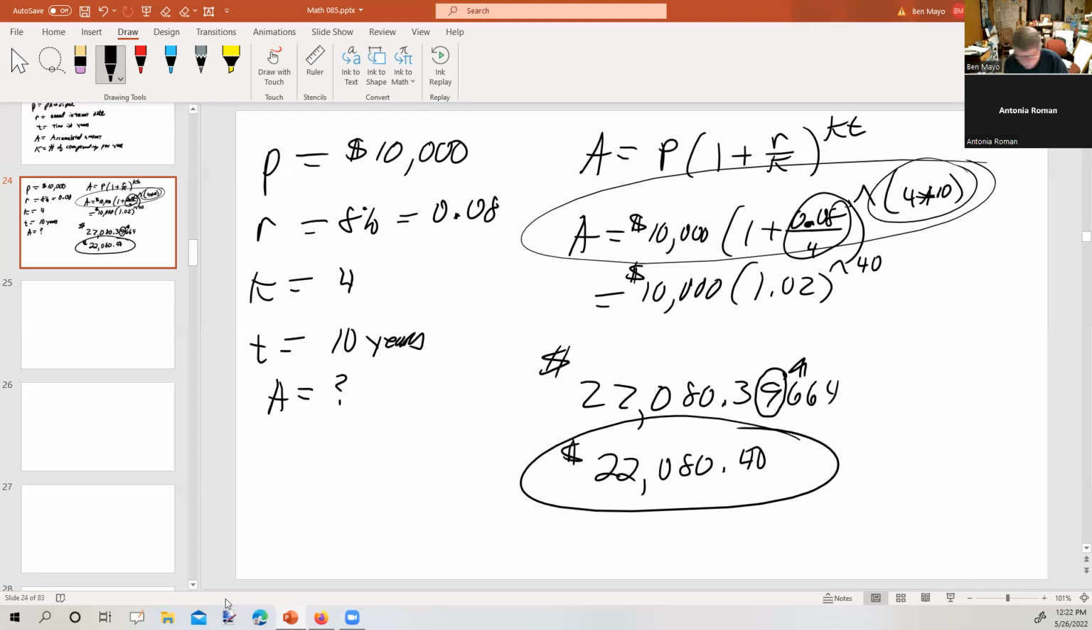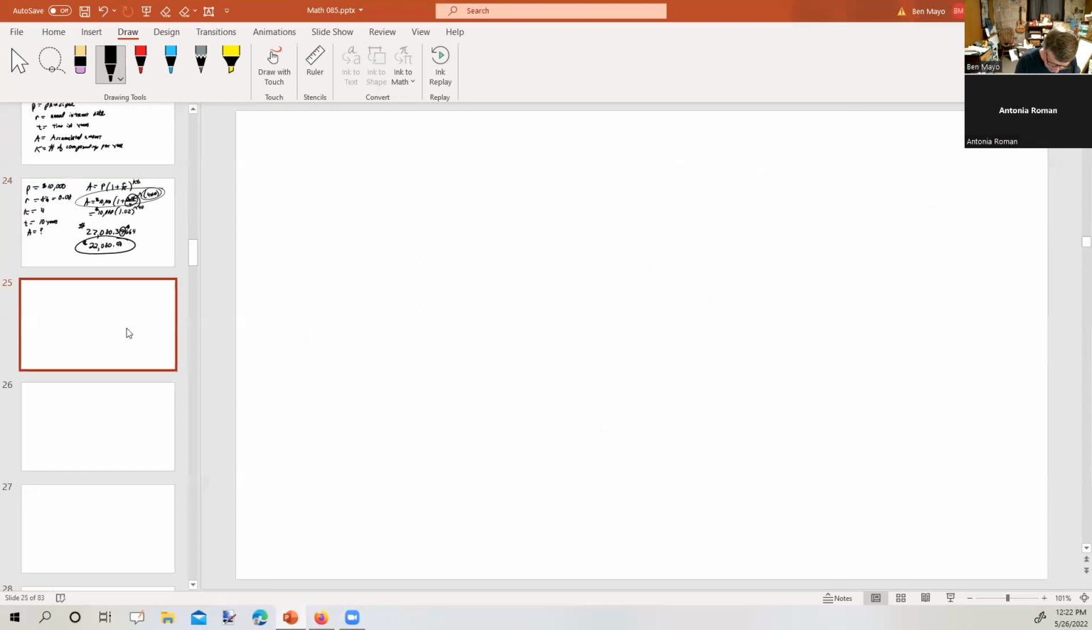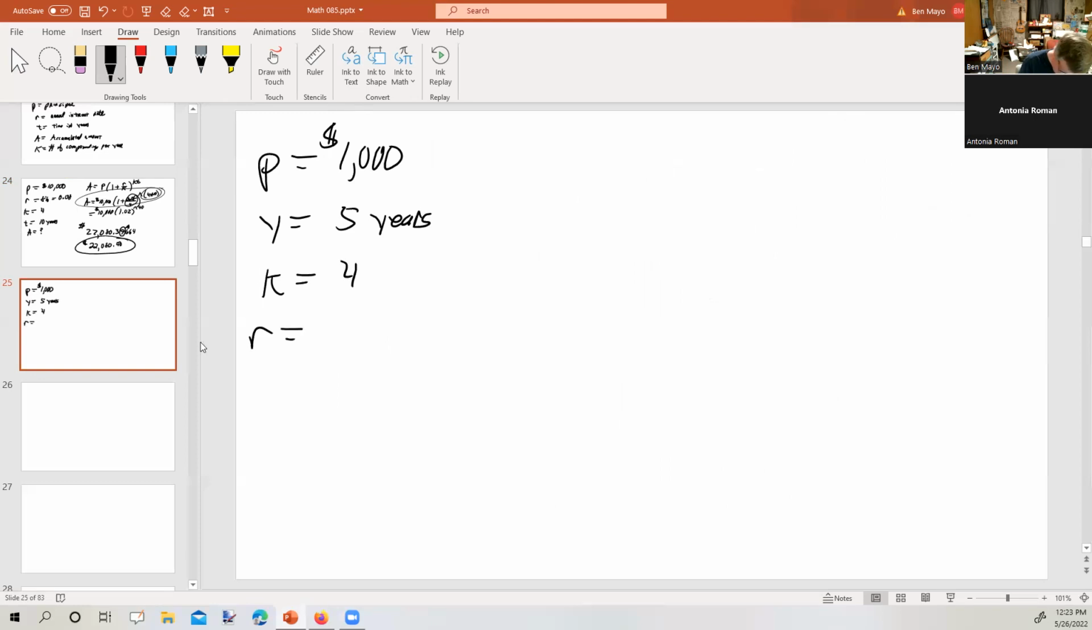All right, any questions about that? No. Okay, let's take a look at another problem. This says comparing interest rates. How much interest would $1,000 earn in 5 years, compounded quarterly, if the annual interest rate is 5.25%, 5.5%, sorry, my bad, which would be that.